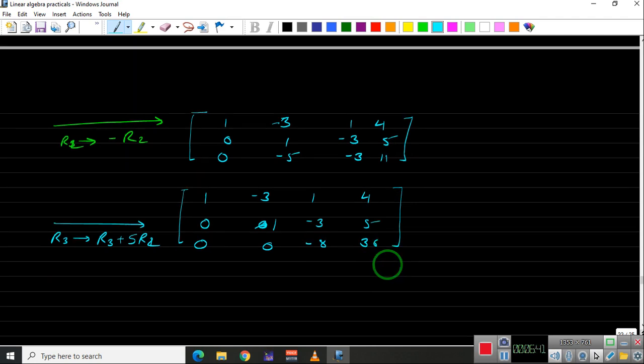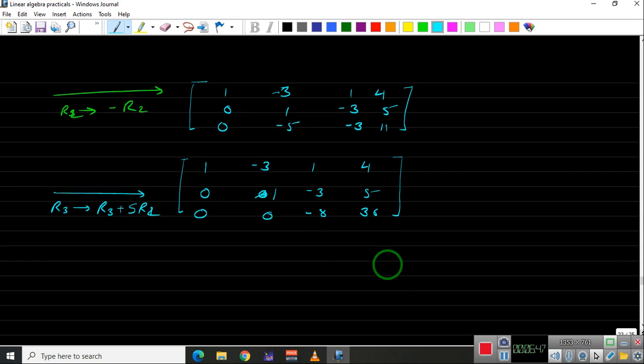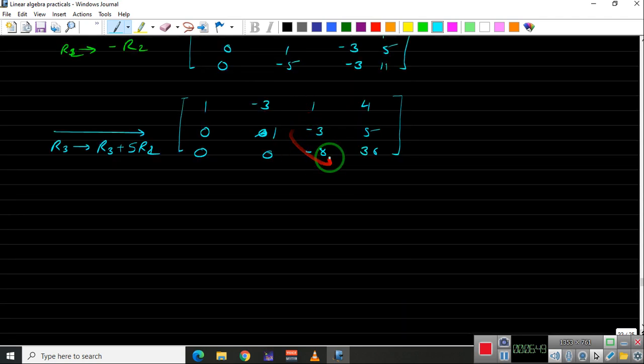When you convert this system into equations, from here you will get minus 8z equals 36, so z equals 4. Likewise, you will get the values of x and y. So this will have a unique solution.